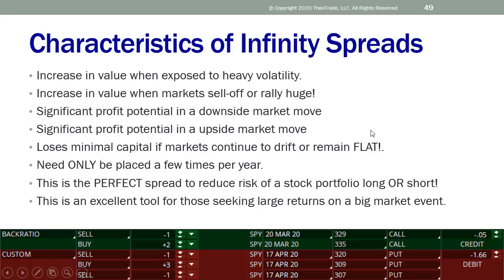Now, here's a couple of characteristics of the Infinity spread. It increases in value when exposed to heavy volatility. It increases in value when the markets sell off or rally huge. Significant profit potential in a downside market move. Significant profit potential, obviously, in an upside market move. It loses minimal capital if the markets continue to drift or remain flat.